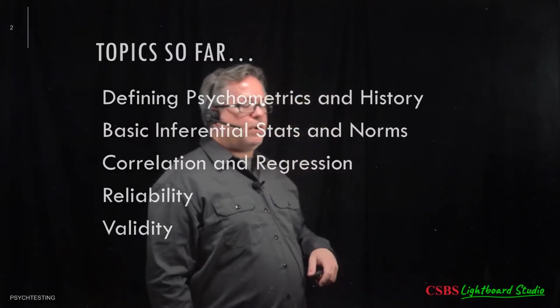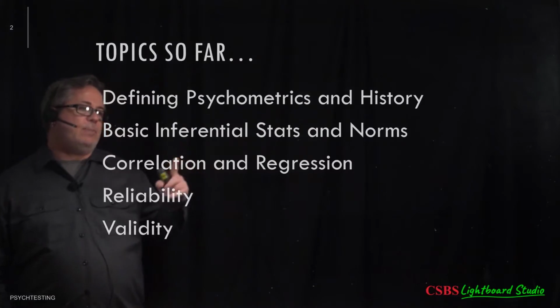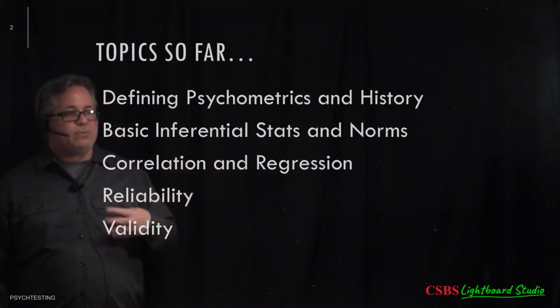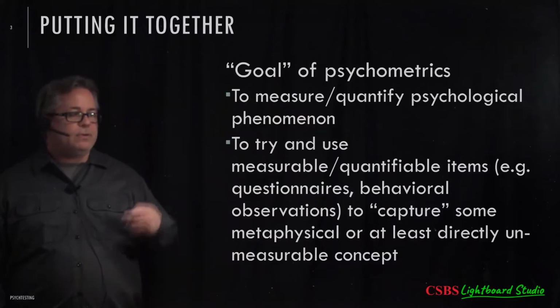Give you conceptual understanding and help you tie it together to classical test theory and other types of psychometric testing, so you can keep it all under one umbrella of information. All right. So far we talked about defining psychometrics, some history, basic inferential stats and norms, correlation, regression, validity, reliability. We talked about item analysis. I don't have that on there, but we did that too. And let's try to put stuff together.